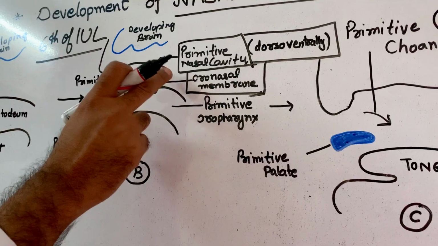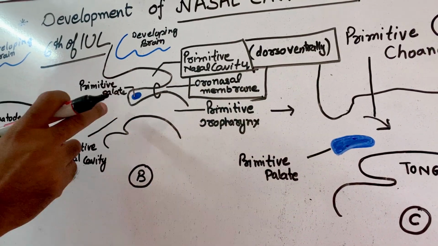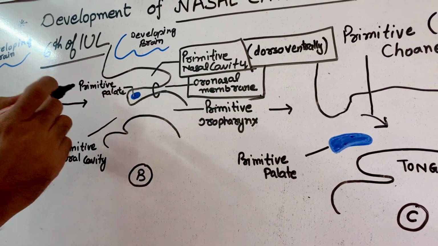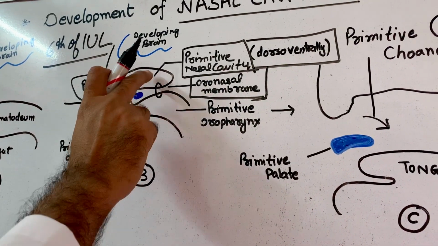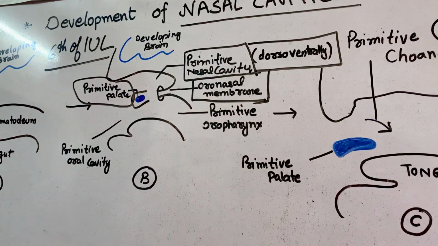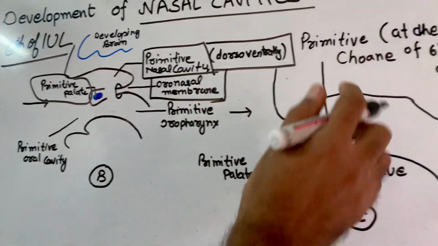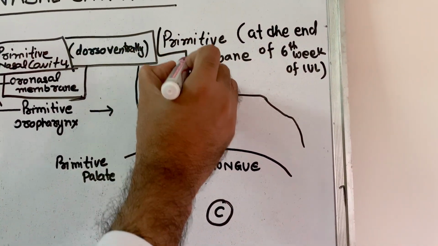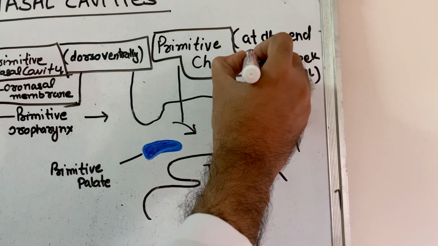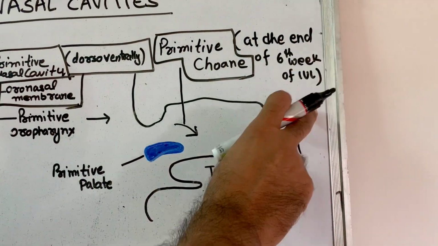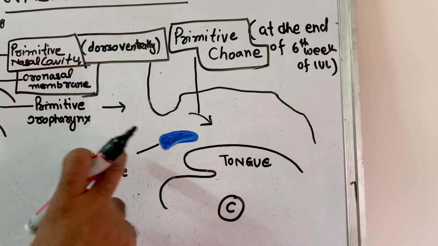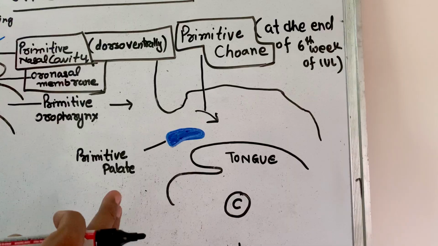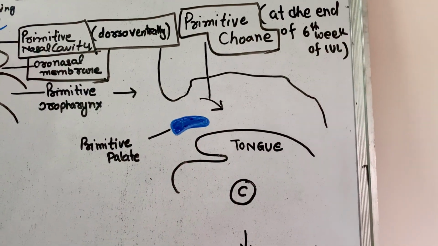This oronasal membrane also carries in its anterior part a portion of the primitive palate. As this membrane ruptures and totally dissolves, it remains as a primitive choana at the end of the 6th week of intrauterine life. Then the development of the primitive palate ultimately proceeds parallelly towards the anterior side.